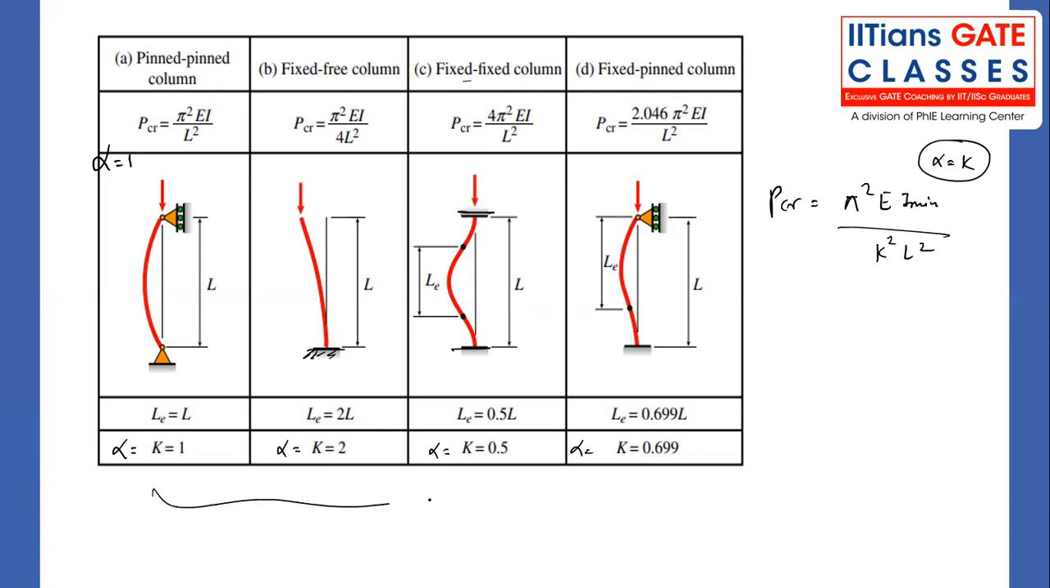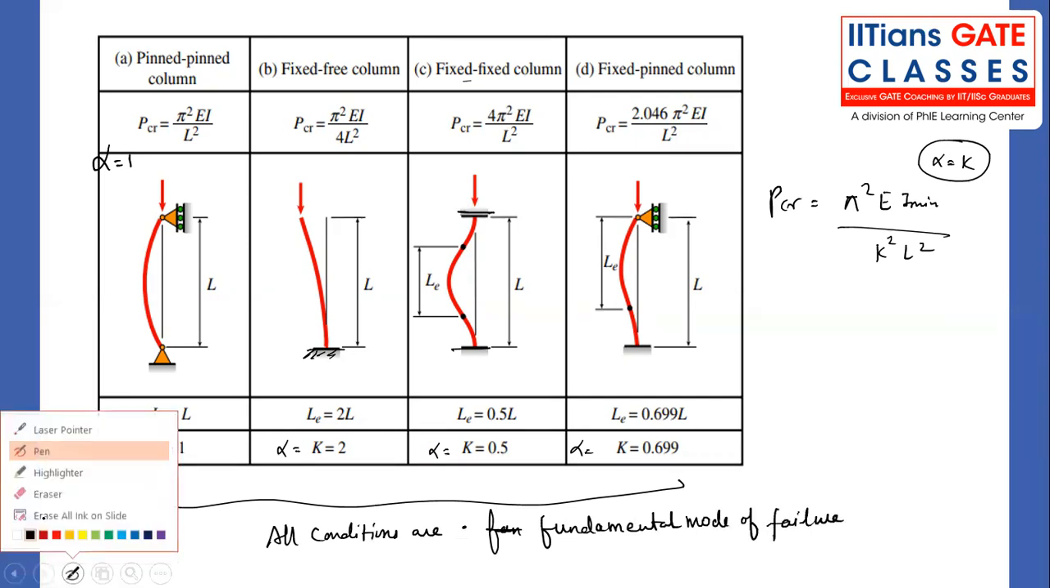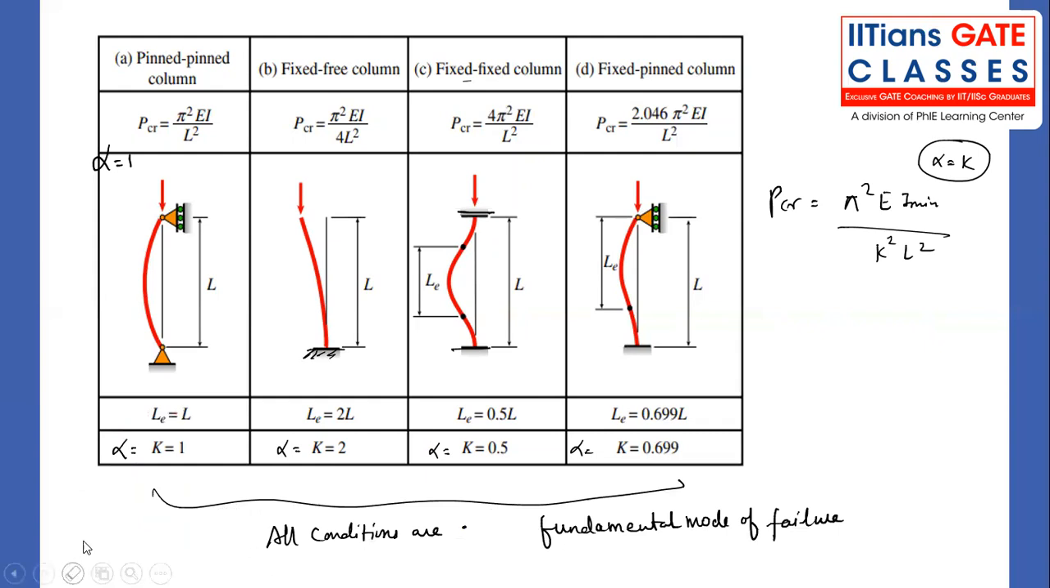Remember, all these particular cases we are discussing are the fundamental mode of failure. All the conditions pertain to our fundamental mode of failure, my dear friend. That means in all the cases we are discussing n equal to 1. If n equal to 2, things need to be modified.